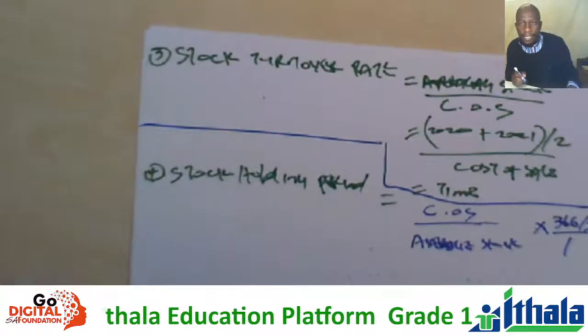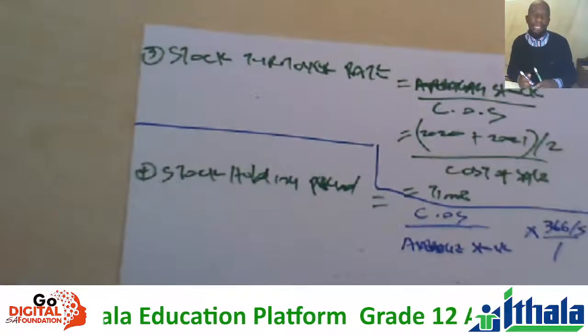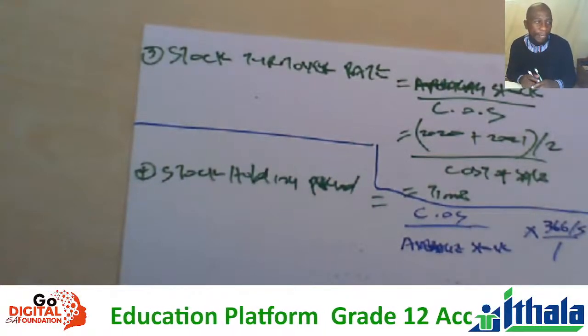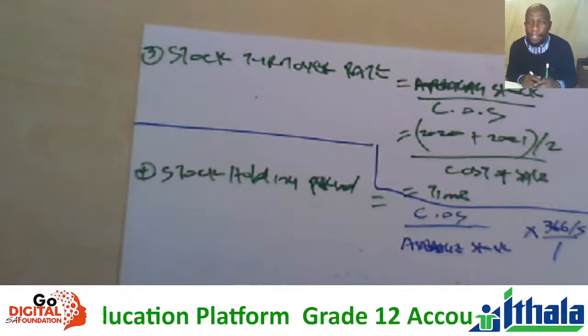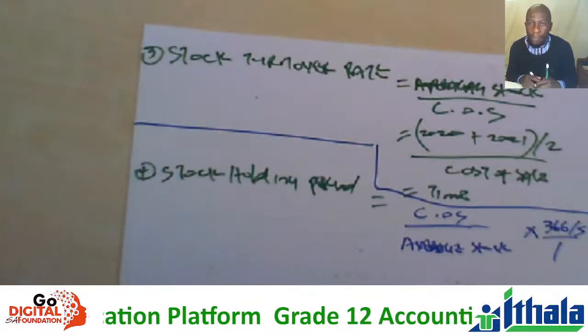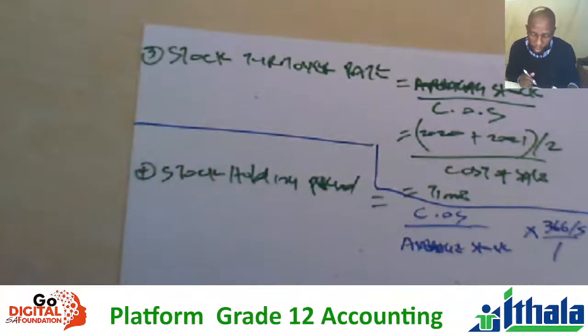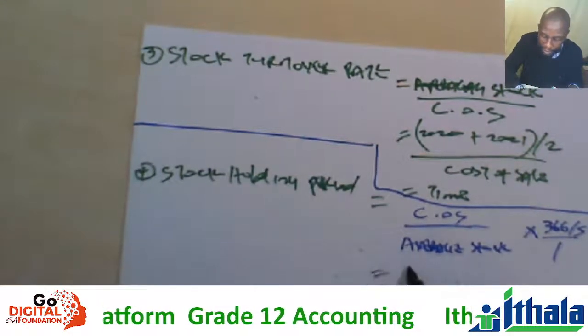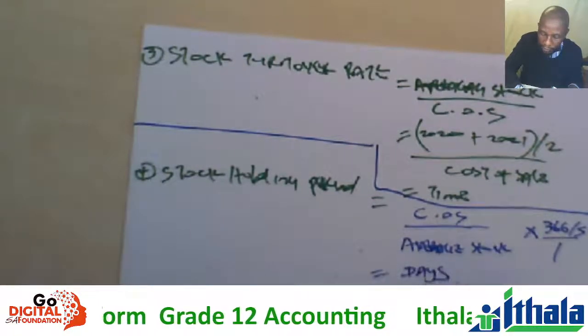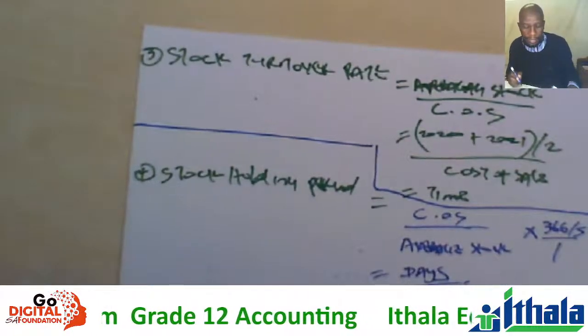Remember, last year it was a leap year, grade 12. After 4 years, we see a leap year, we look at our February. This year our February is going to end on the 28th, not on the 29th. So the answer here is days.